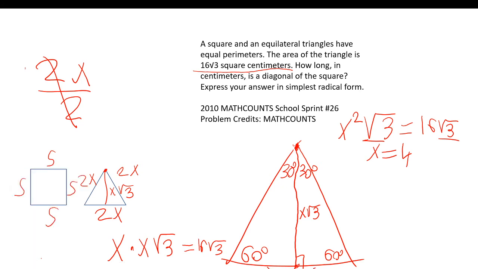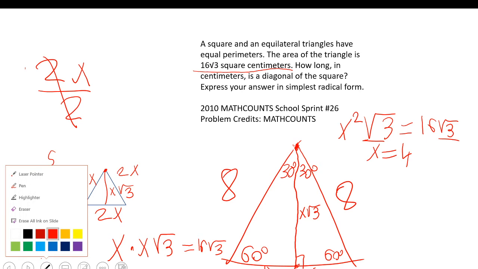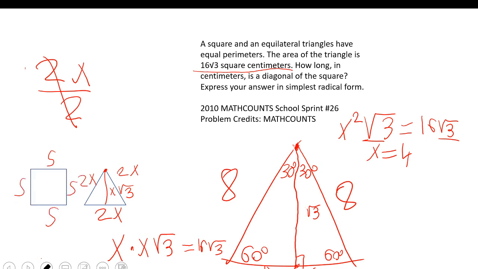So over here we can write this as 4, this is 4, this is 8, this is 8, and this is 4 root 3 over here. So we know the perimeter of this triangle is 24. Now, if the perimeter of this triangle is 24, the perimeter of this square has to be 24. We do 24 divided by 4, we get 6. A side length of the square is 6.